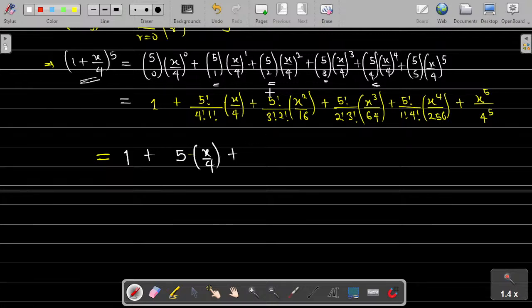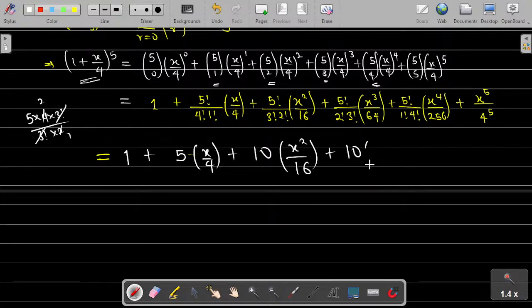Then plus this one is going to give us 5 times 4 times 3 factorial over 3 factorial times 2 factorial, which is 2. So this is going to cancel out this, and then 2 here is 1, 2 here is 2, which will give us 10. So we have 10 into x squared over 16. Then plus, remember I said this and this will be the same, so you have 10 into x cubed over 64.